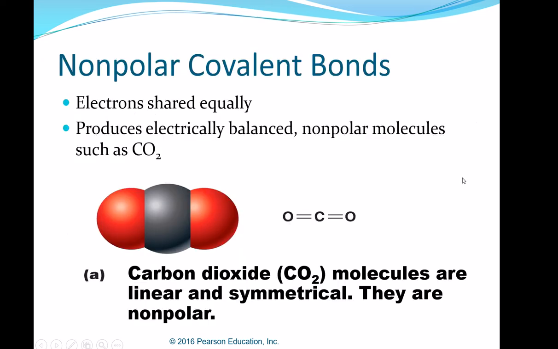There are 2 types of covalent bonds. There are nonpolar covalent bonds where the electrons are shared equally. These are electrically balanced, nonpolar molecules. They tend to have these kind of linear, symmetrical shapes like carbon dioxide here. And so since it's an equal sharing, the valence electrons split their time evenly between kind of hanging out here with the oxygen and hanging out here with the carbon. It's a double bond because, again, we want the 8 electrons.